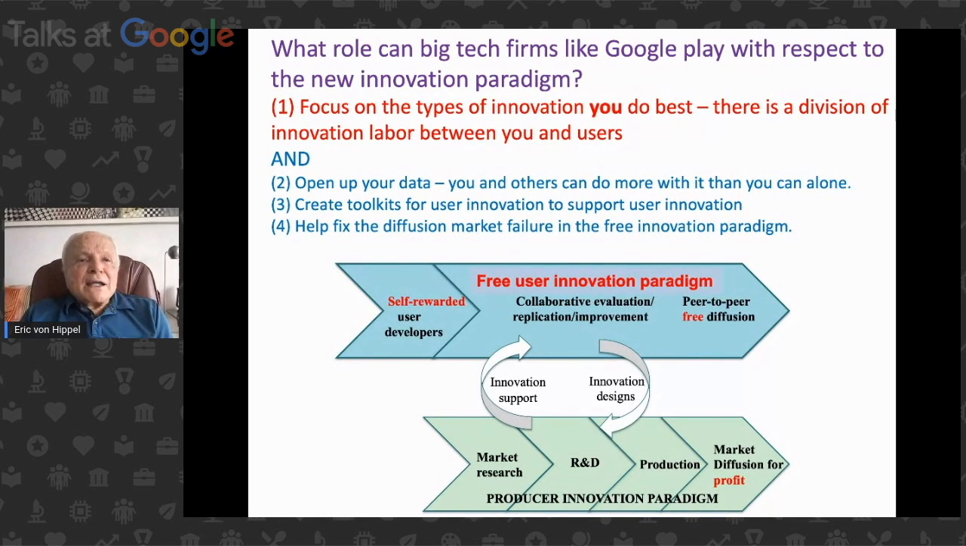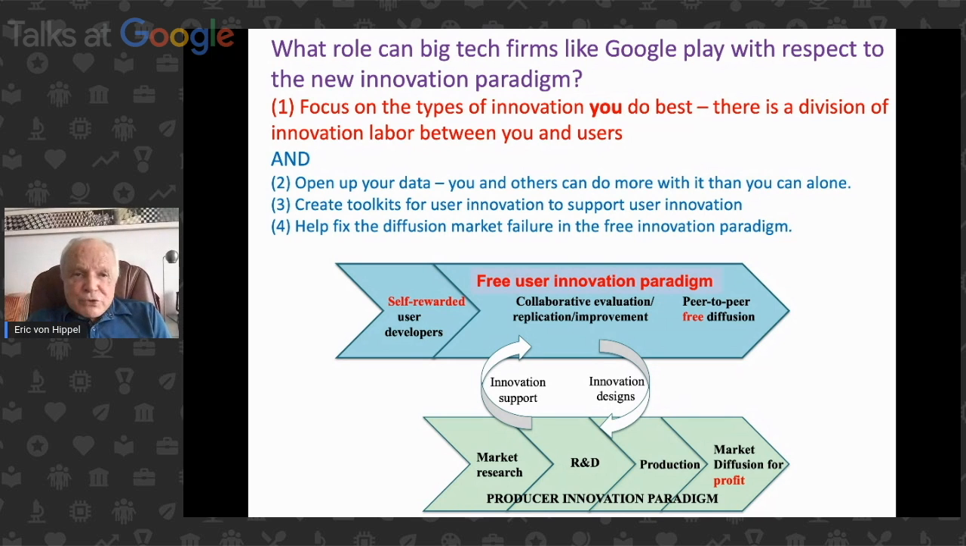Now, finally, what role can big tech firms like Google play with respect to the new innovation paradigm? First, focus on the types of innovations you do best. What I've described is a division of innovation labor between you and users. The users are the ones who come up with functional novelty. You don't have to do it if you develop a good enough interface to innovating users, and innovating users will do it better.